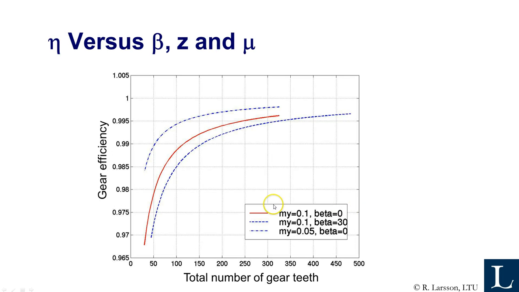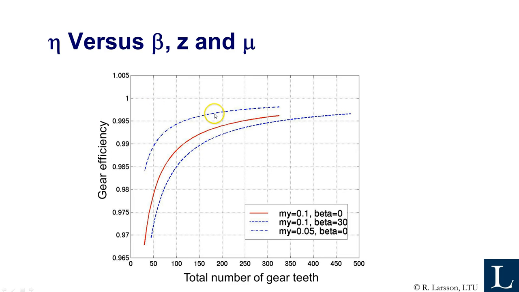Just to illustrate this now, two curves here. These two curves have the same friction coefficient, but different helix angle. And you can see here the general trend is that the more gear teeth, the higher the efficiency. It's almost 1 up here. But if you compare these two curves, this is the one with helix angle beta 0, and this is helix angle 30 degrees. And you can see that you can get a pretty big improvement of the gear efficiency. Remember that even a fraction of a percent could be good.